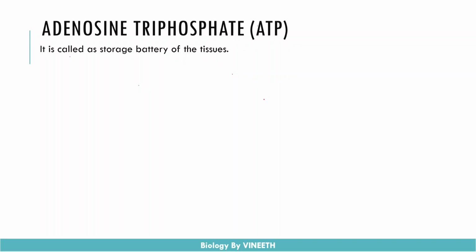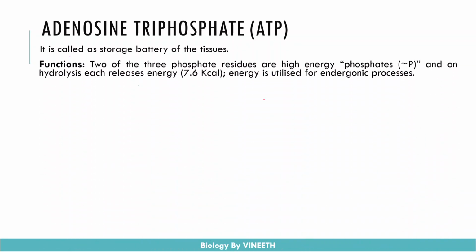If you talk about the functions of these individual NTPs, adenosine triphosphate or guanosine triphosphate or cytosine triphosphate, any other NTPs, all these NTPs have different types of functions in the body. Okay, and majorly adenosine triphosphate acts as the storage battery in our tissues, and when it undergoes hydrolysis, it releases 7.6 calories of energy for all the ongoing processes.